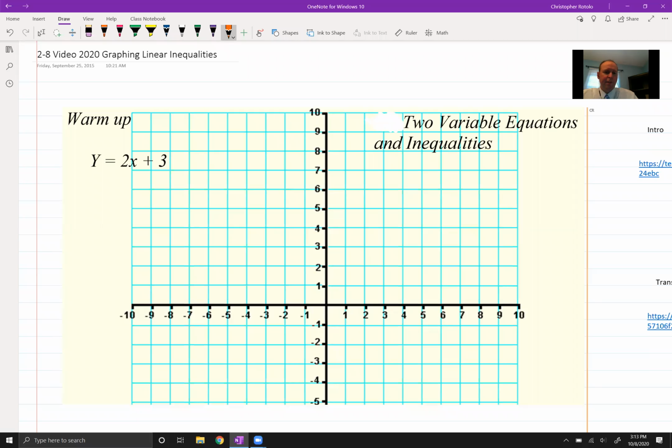All right, Algebra 2 friends, we are finishing chapter 2. We're going to talk about graphing linear inequalities. All right, so we're going to start off with a little bit of review. Hopefully you remember we're talking about y equals mx plus b. So you know that this is slope-intercept form.